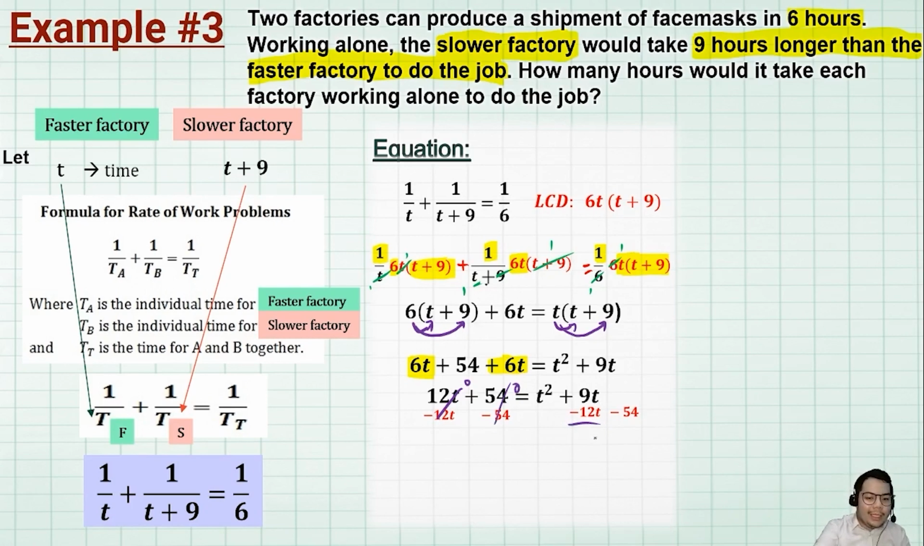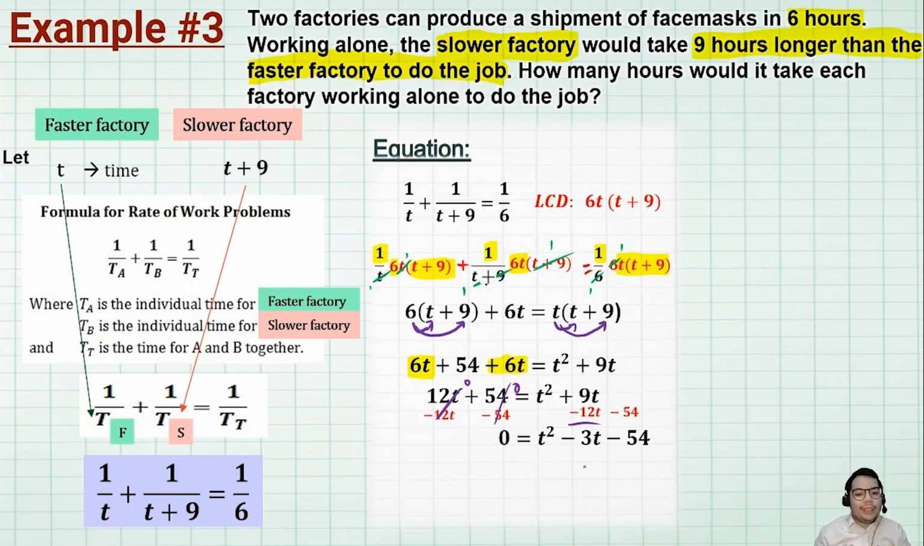Then, we can add 9t plus negative 12t. I think that will be negative 3t. Then, copy lang natin to kasi wala naman siyang similar term. Making our equation now be equal to 0 is equal to t squared minus 3t minus 54. So, yan na. So, pwede nating pagbaliktarin yan, gawin nating t squared minus 3t minus 54.